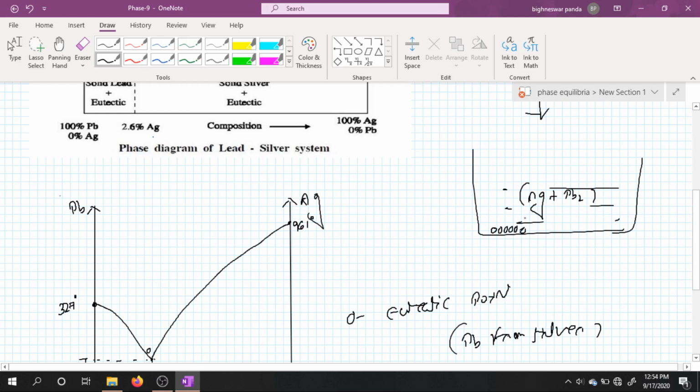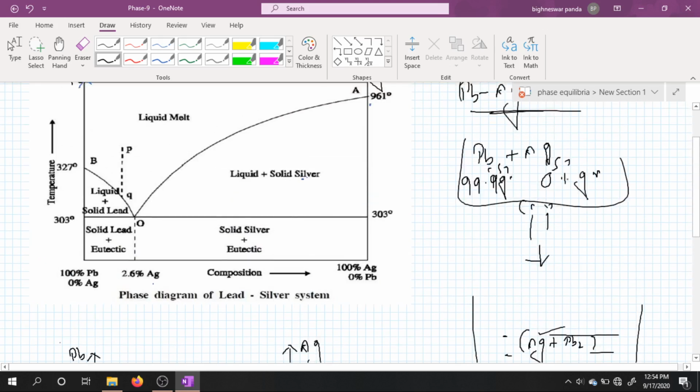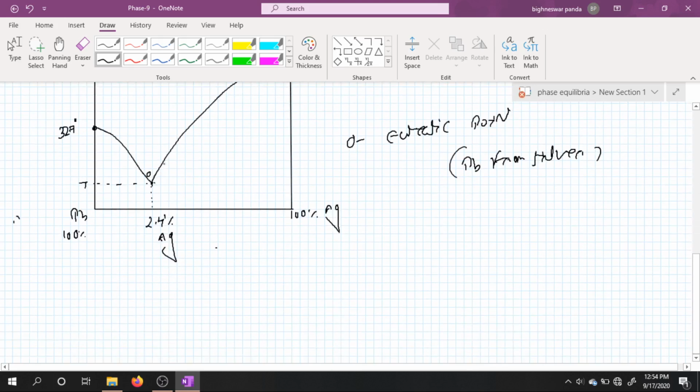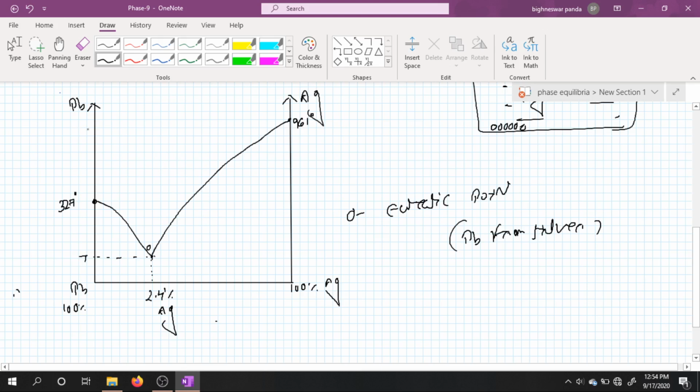When lead starts solidifying, the percentage composition of the liquid phase changes. So there is a net decrease in freezing point. So at this point, both lead and silver start solidifying. So here I can simply write.